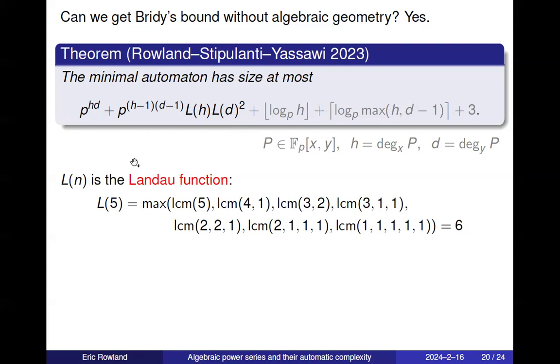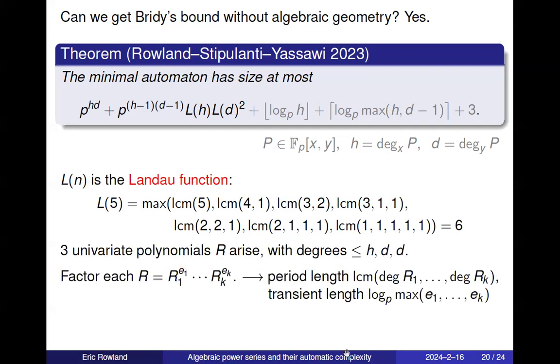What is the Landau function? So L of 5, to compute it, you look at all the integer partitions of 5. So here are the integer partitions of 5. You take the LCM of the parts of each partition, and then you take the maximum LCM that appears. So here the LCM is 5, here the LCM is 4, here the LCM is 6, and this turns out to be the largest LCM that you see among an integer partition of 5. So I'm not going to say anything about this proof other than just explain where this Landau function comes from, because it's kind of neat.